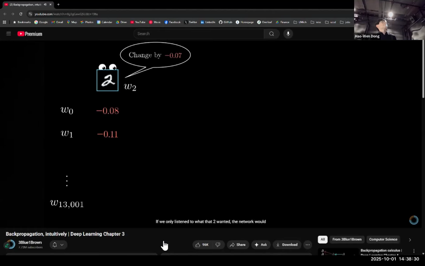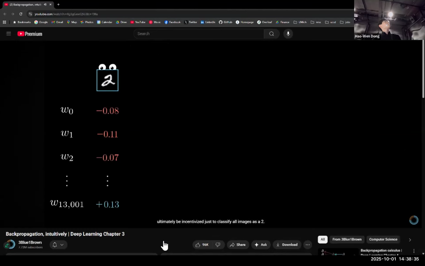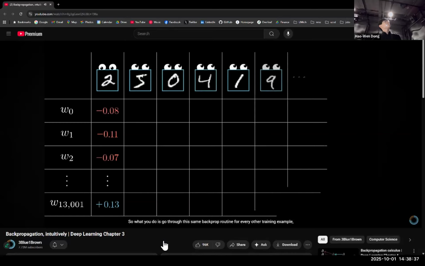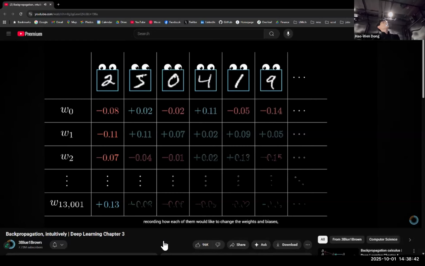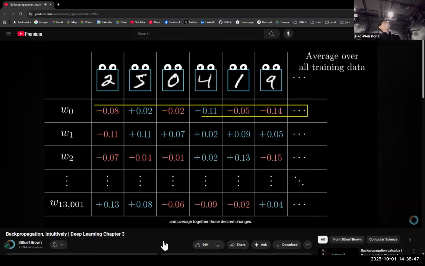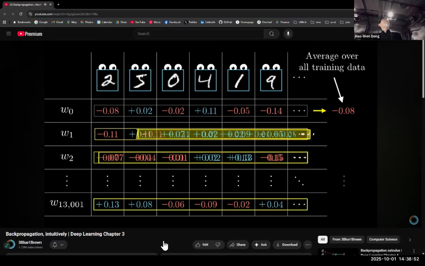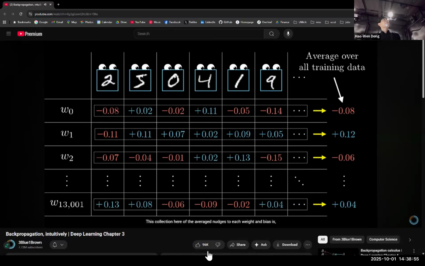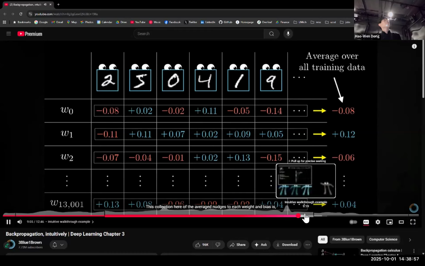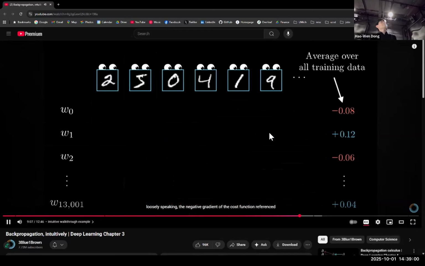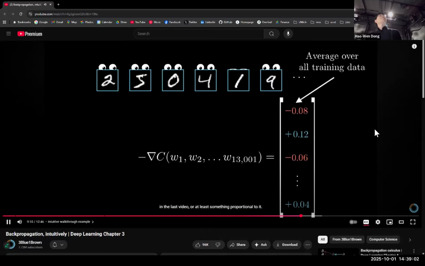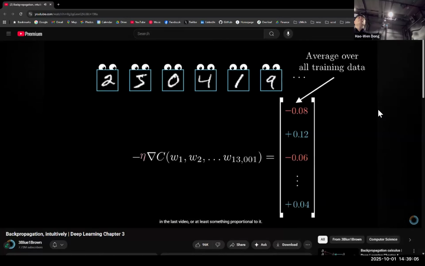If we only listened to what that 2 wanted, the network would ultimately be incentivized just to classify all images as a 2. So what you do is you go through this same backprop routine for every other training example, recording how each of them would like to change the weights and the biases. And you average together those desired changes. This collection here of the averaged nudges to each weight and bias is, loosely speaking, the negative gradient of the cost function referenced in the last video, or at least something proportional to it.